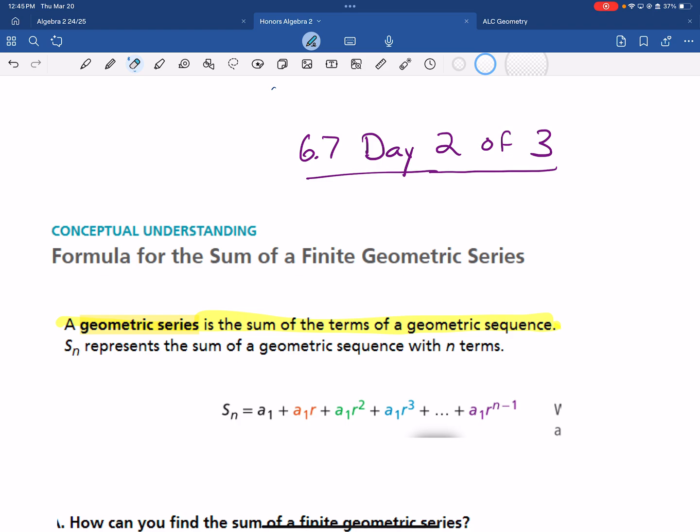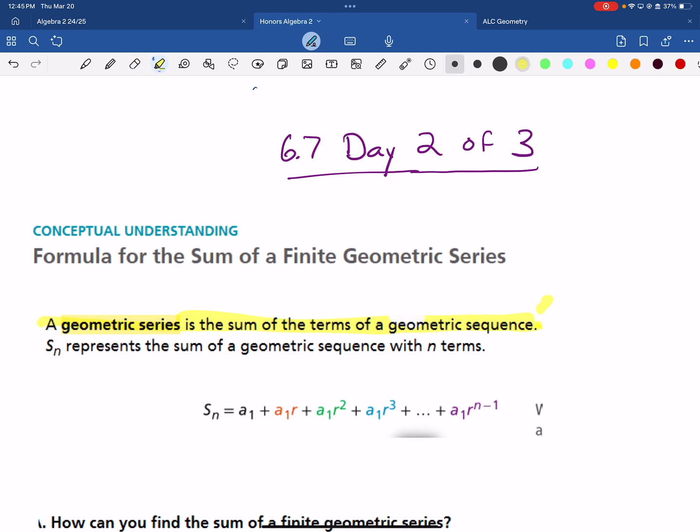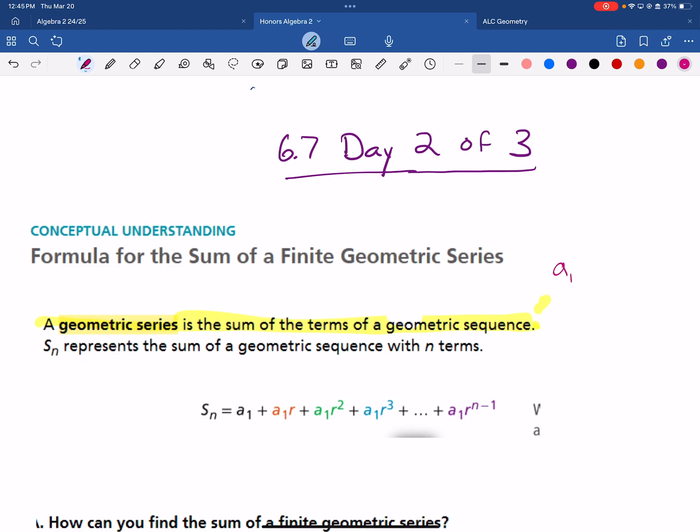So on Tuesday we talked about geometric sequences, and we were given the formula for a geometric sequence. Remember, the formula that we used was a of n is equal to a of 1 times the ratio to the n minus 1. That's a sequence. The sequence is just your given terms: 3, 9, 27, and so on and so forth. Each of them is multiplying.